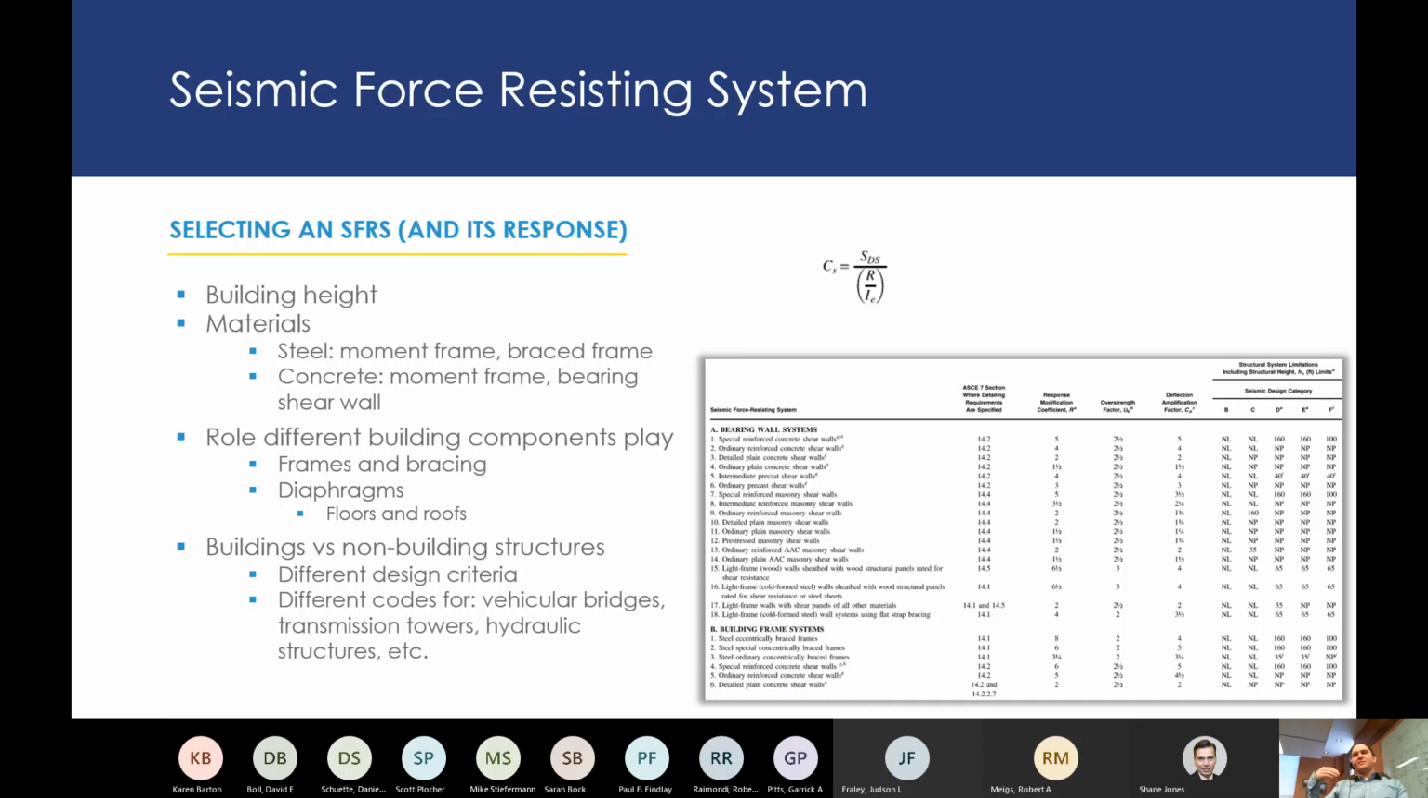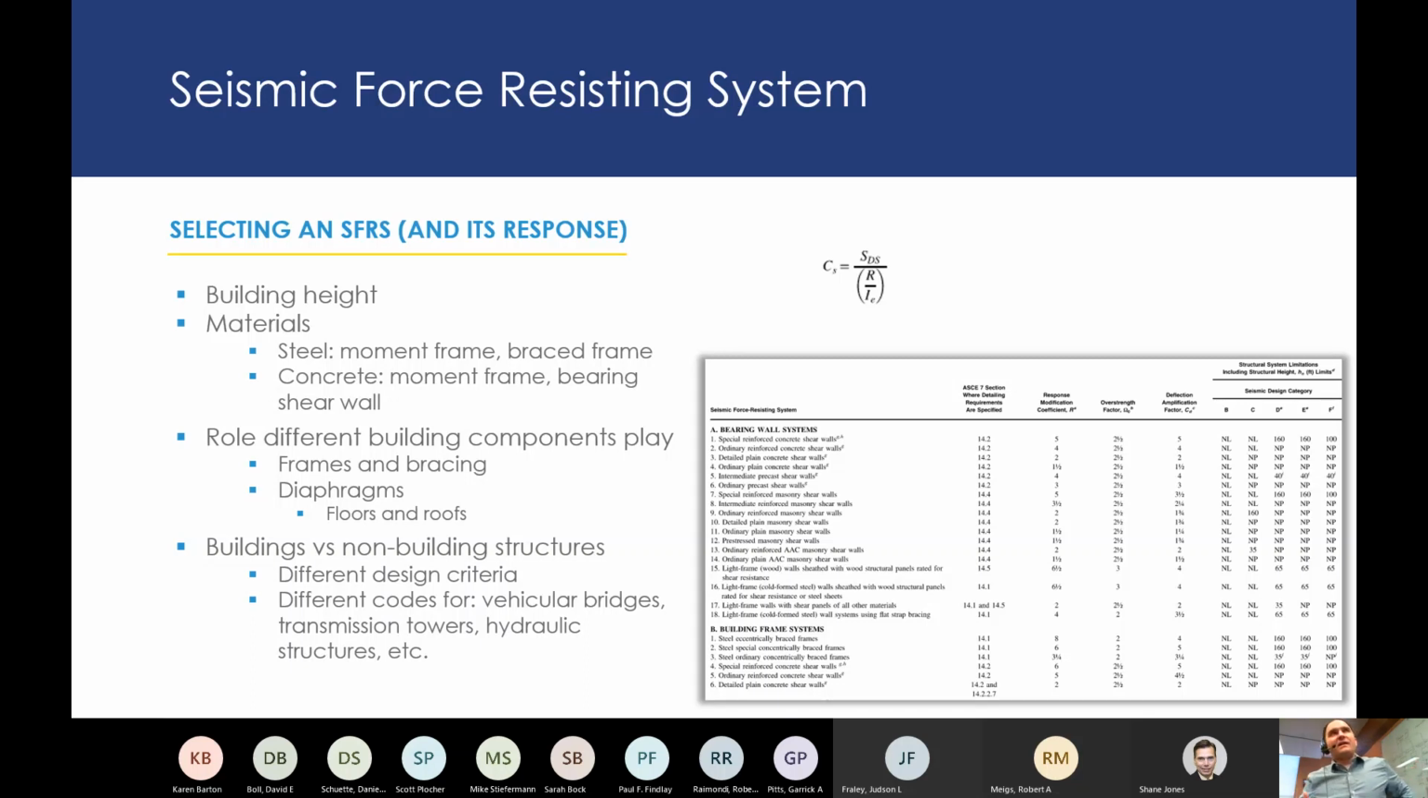And it means that the building system can dissipate the energy better, and you get a benefit in the structural design by reducing your loads because of that. However, it costs more because there's more detail and design requirements involved with that.